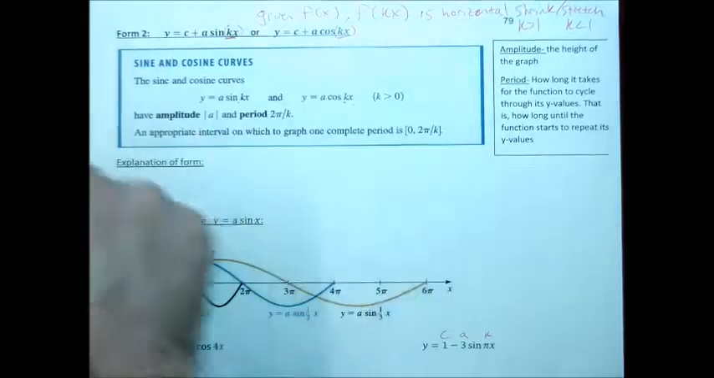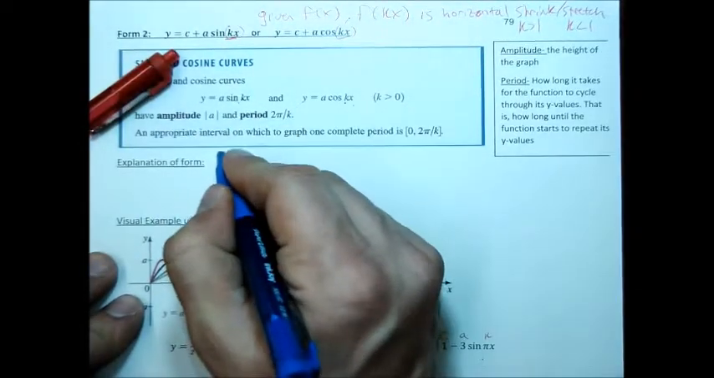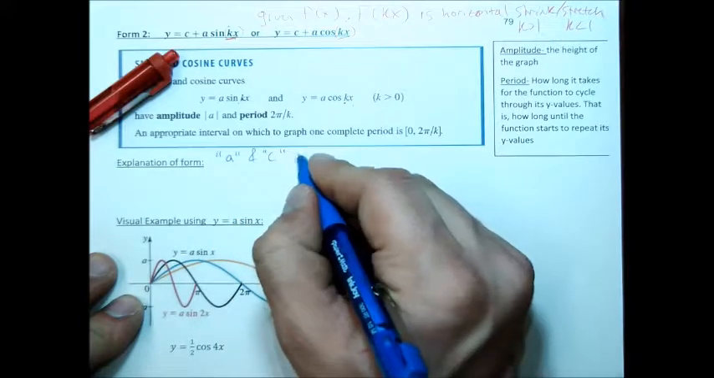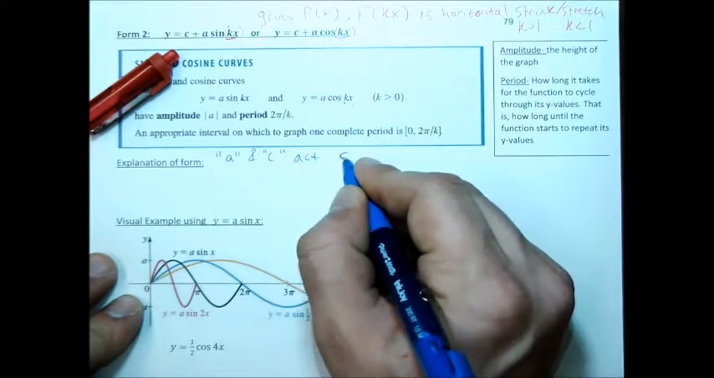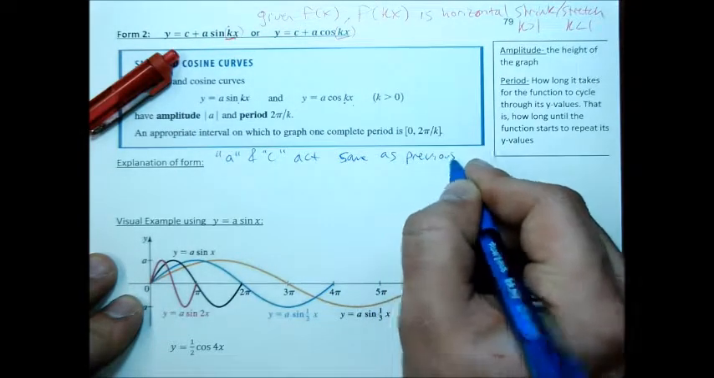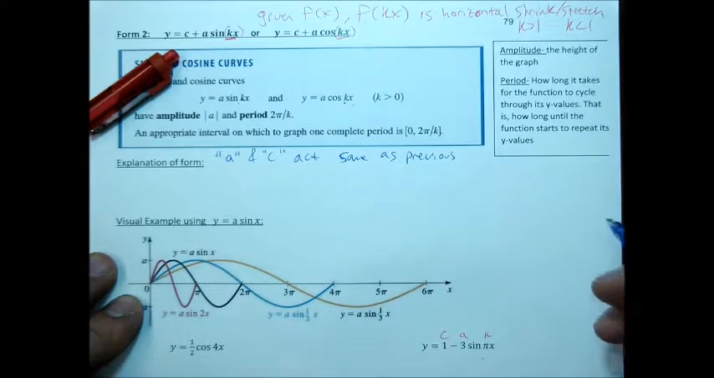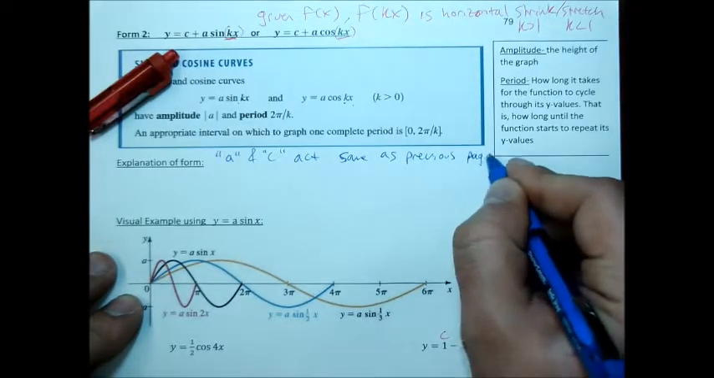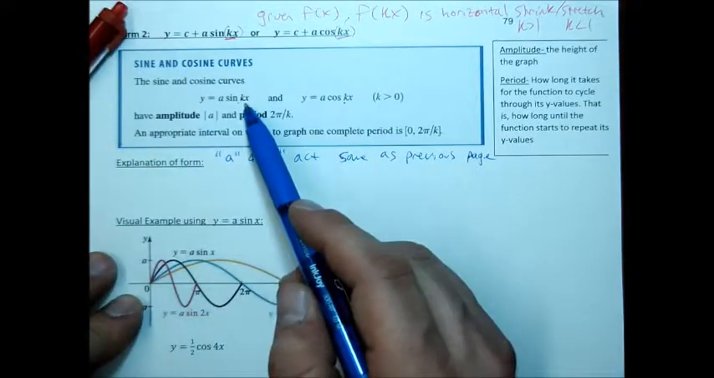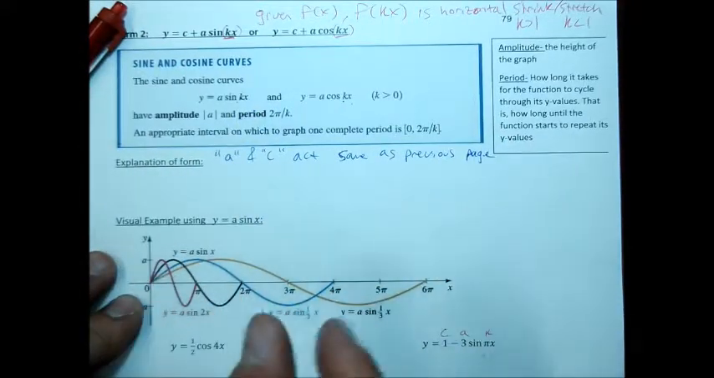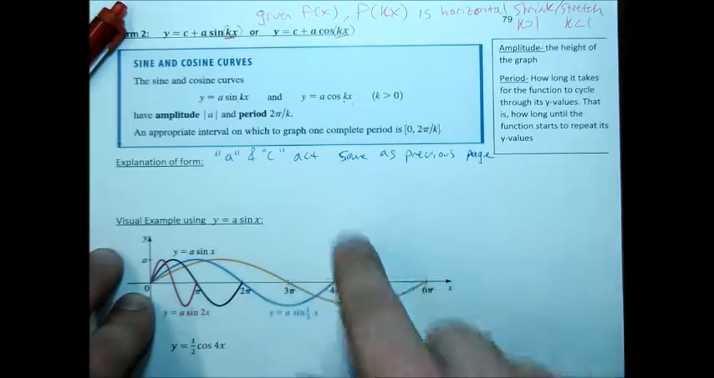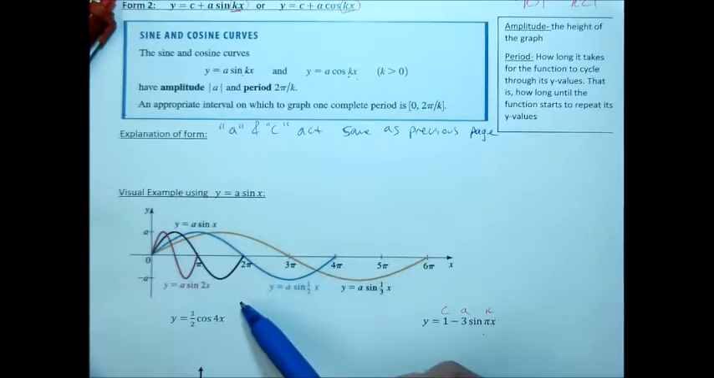The a and the c do the same thing that we just saw on the previous page. They move the graph up and down, or they stretch or shrink it. The difference here is that the k is now taking the function and moving it in or out. Before I write that down, let's look at this picture down here.